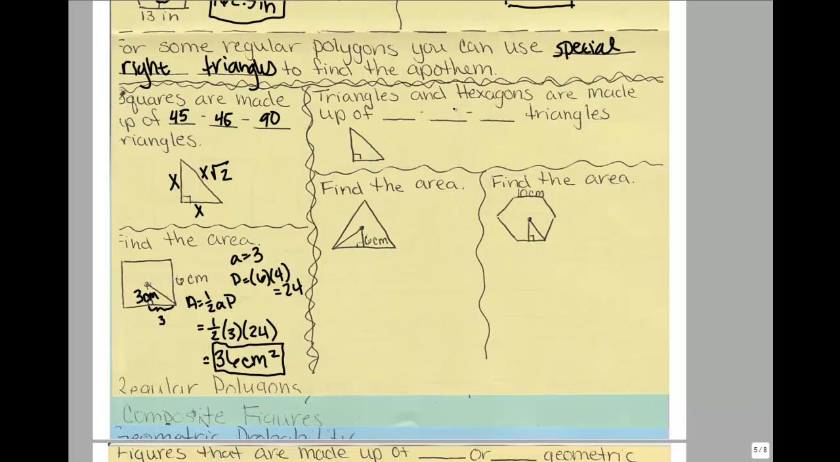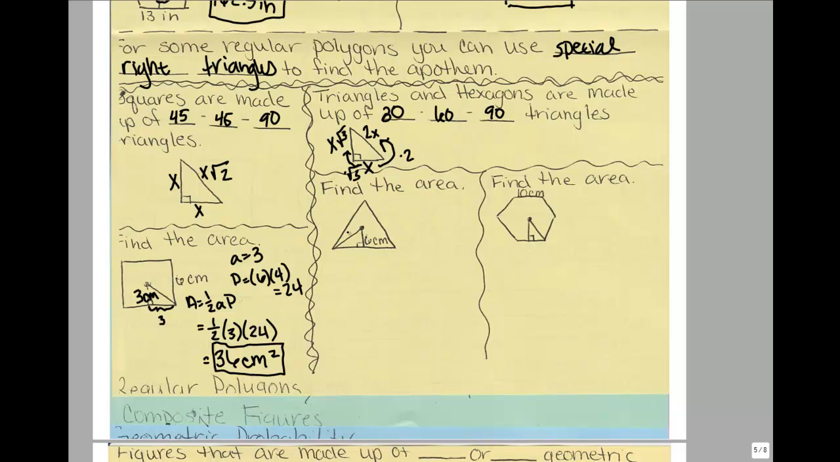Triangles and hexagons are made up of 30, 60, 90 triangles. So on a 30, 60, 90 triangle, you have a short side, a long side, and a hypotenuse. So whatever the measure of the short side is, to get the long side, you multiply by the square root of 3. And to get the hypotenuse, you multiply by 2.